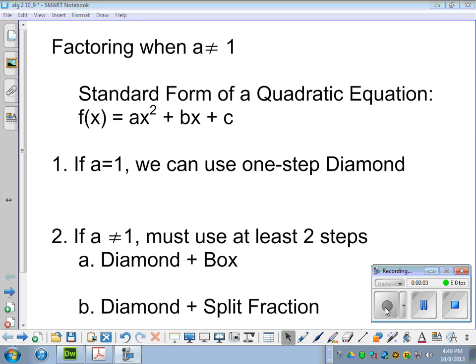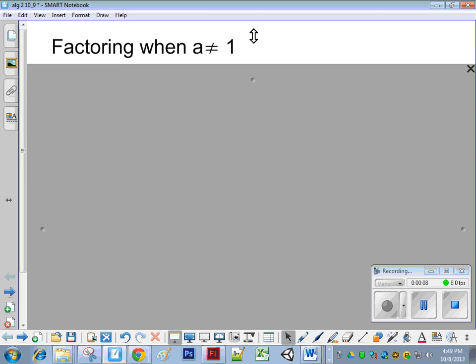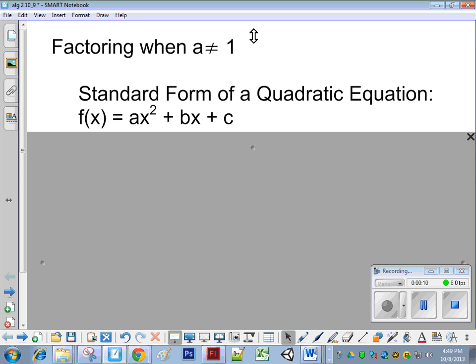Okay, folks, today we're going to look at some ideas of factoring when a is not equal to 1. To start with, I want to talk about the standard form of a quadratic equation. This is f of x equals ax squared plus bx plus c, where a, b, and c are generally integers, but they are going to be constants. We have worked with a before, and it's often known as the leading coefficient.